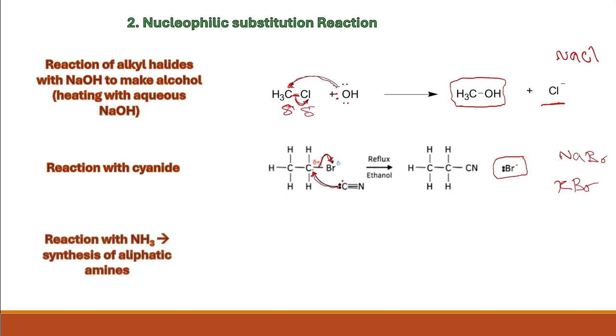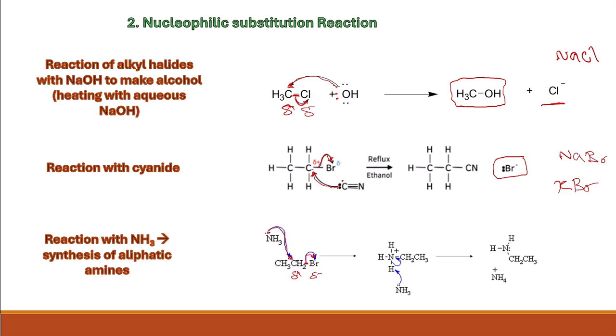Another example is a reaction with ammonia, and ammonia is again a nucleophile. This is to make aliphatic amines. So again, exactly the same mechanism, just a different nucleophile. You have the nitrogen from the ammonia. It has a lone pair of electrons. It's going to attack the carbon, the partially positive carbon. At the same time, the bond between the carbon and the bromine will break. So the curly arrow goes from the bond toward the bromine.